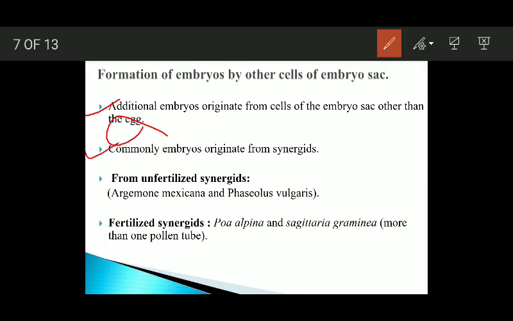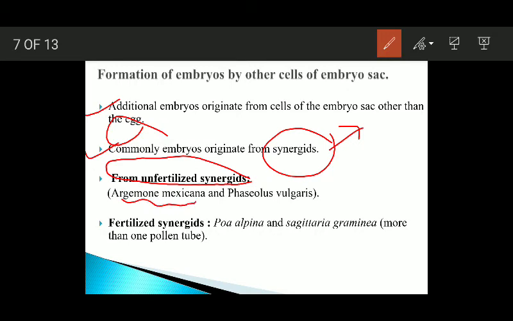Commonly, the embryos they originate from synergids. It has been found that in most of the cases, the additional embryos, they arise from the synergids. Now there are two cases. The embryos can originate from unfertilized synergids. In some plant species, the embryos, they can originate from unfertilized synergids. Example is Argemone mexicana and Phaseolus vulgaris.